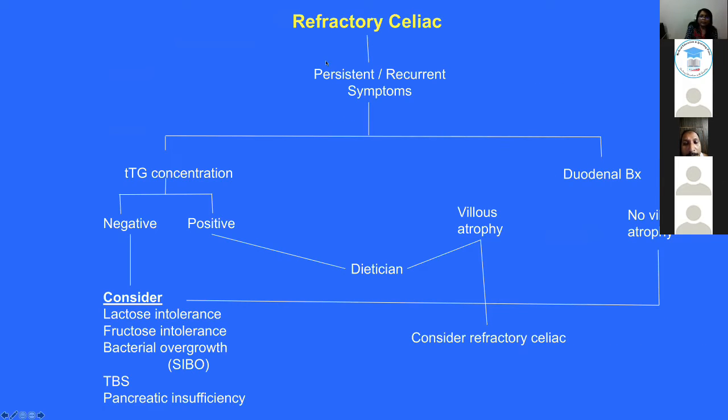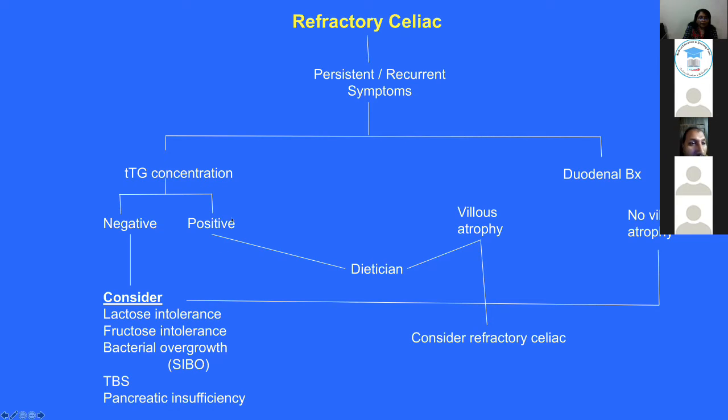What is the treatment of celiac disease? Basically, this is a gluten-free diet, which is recommended to these patients. But some of the patients get refractory celiac. What is refractory celiac? That is a disease in which the patient is already put on a gluten-free diet, but has persistent or recurrent symptoms. In those cases, what we do is get a TTG concentration done.